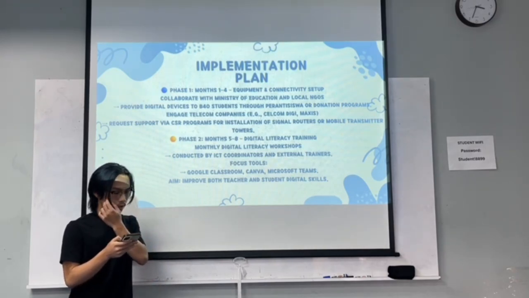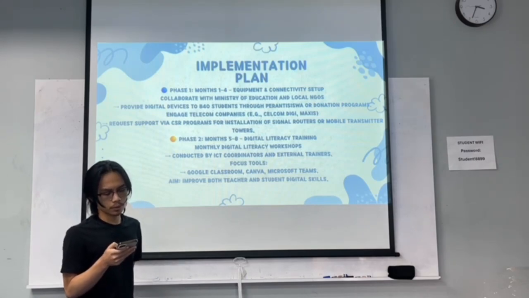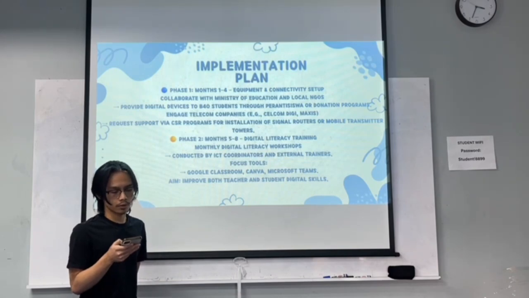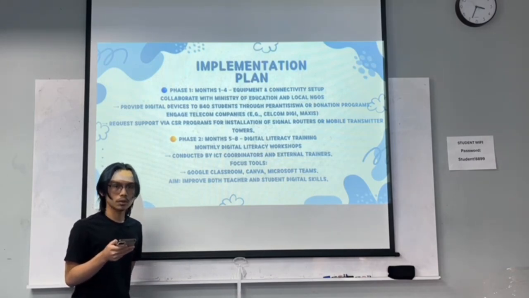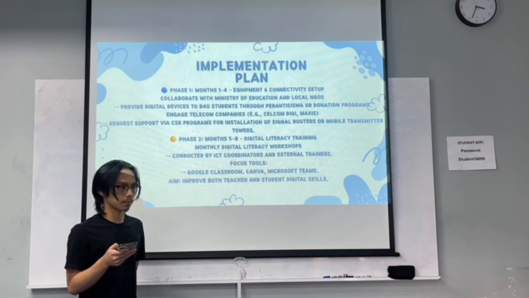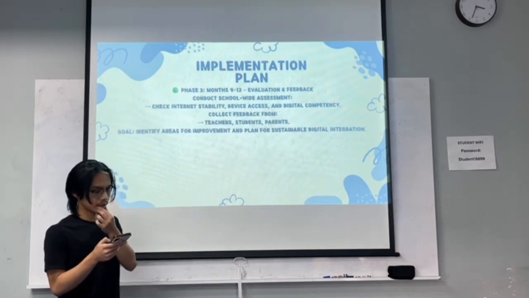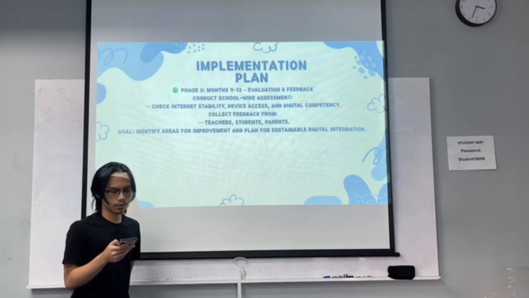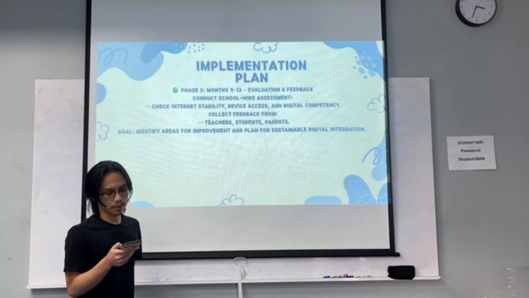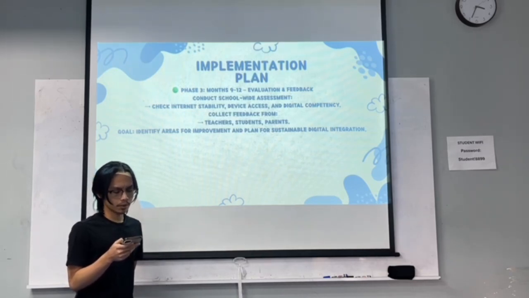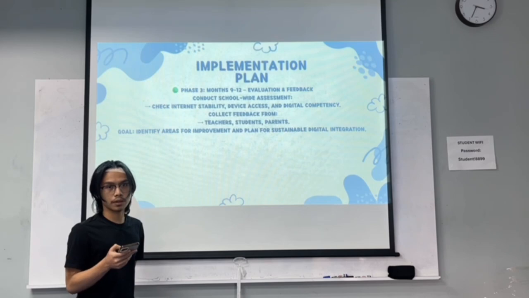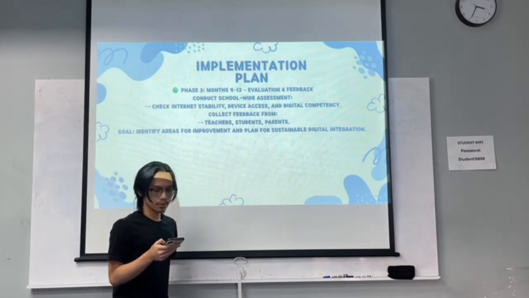Second phase, regular digital literacy workshops will be conducted for teachers and students. This session will focus on using tools like Google Classroom, Canva, and Microsoft Teams. And finally, the third phase, the school will evaluate the success of the program by gathering feedback and assessing internet performance, device usage, and digital skill improvement. This structure can ensure the school moves step by step towards better digital learning.